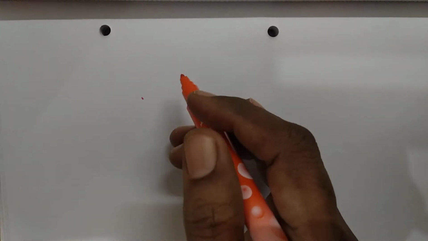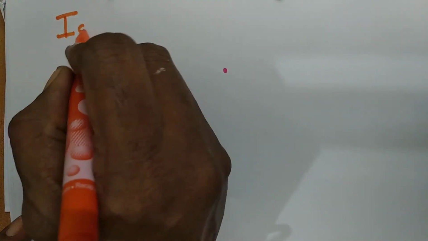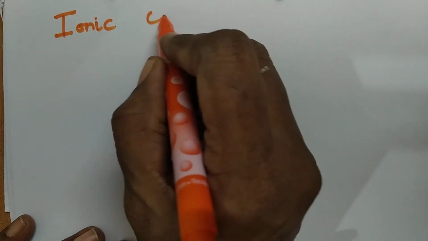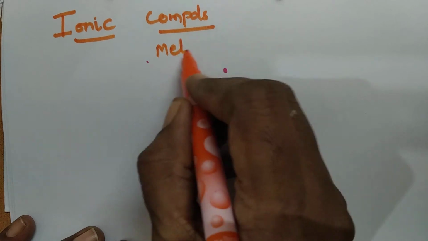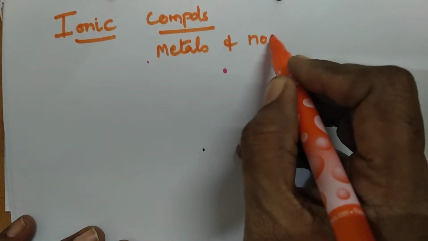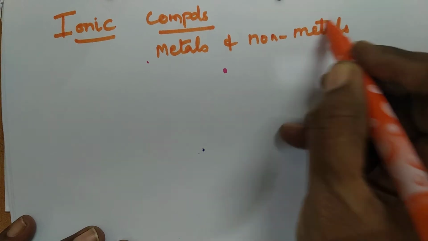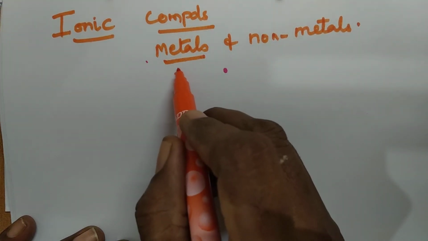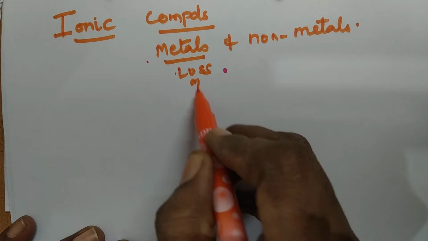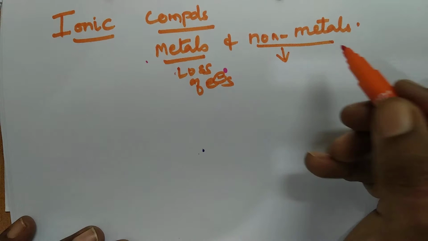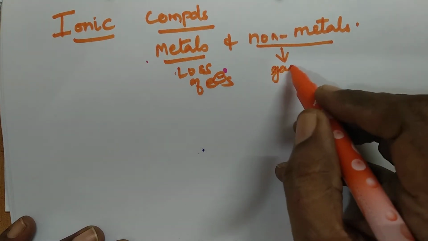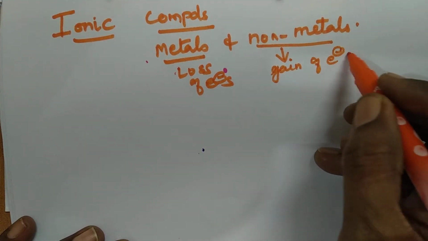First, let us see what ionic compounds are. Ionic compounds are compounds made up of metals and non-metals, as we saw in our last video. Metals lose electrons, whereas non-metals in turn gain electrons.